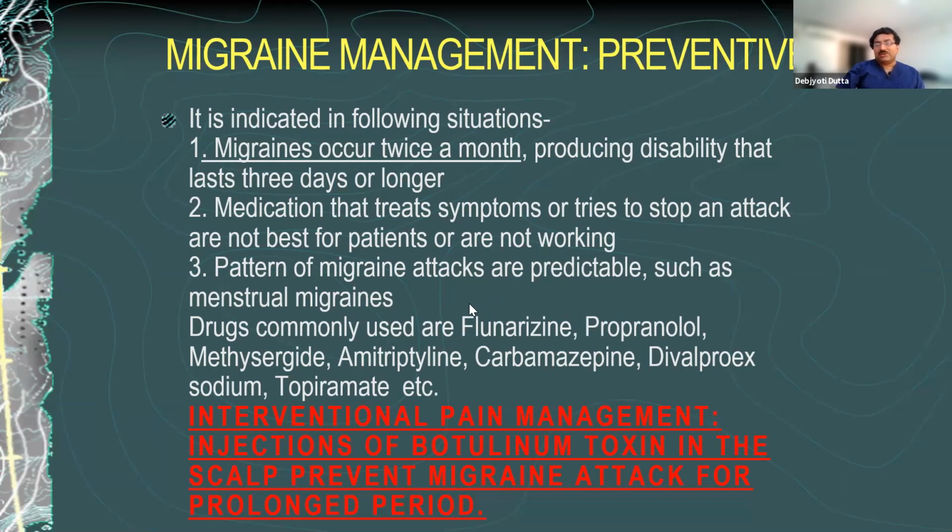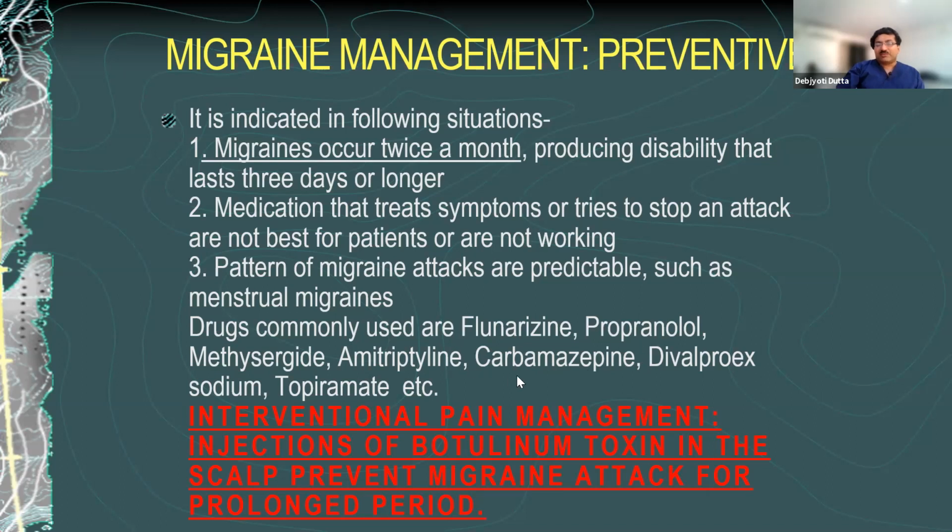So commonly prescribed are flunarizine, usually 5 to 20 milligram. Propranolol is usually prescribed at 80 milligram, usually started at 40 milligram and then increased up to 80 milligram, and it can be increased further as well. Methotrexate is nowadays not commonly used. Amitriptyline is commonly used. Usually the initial starting dose is 10 milligram, increased up to 25 milligram.